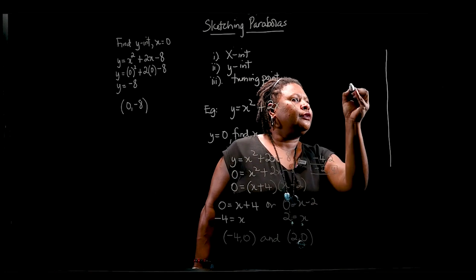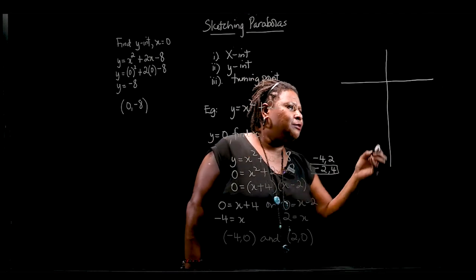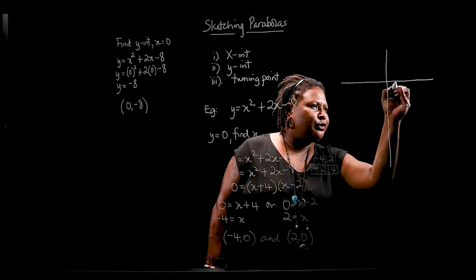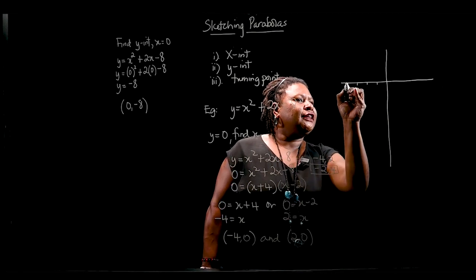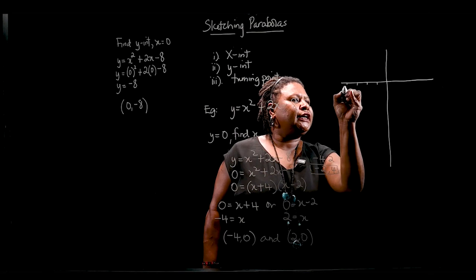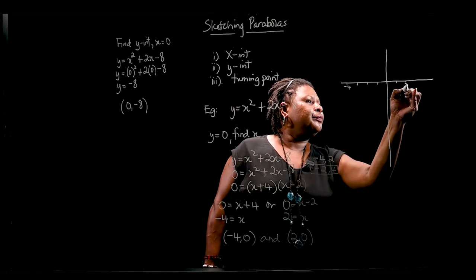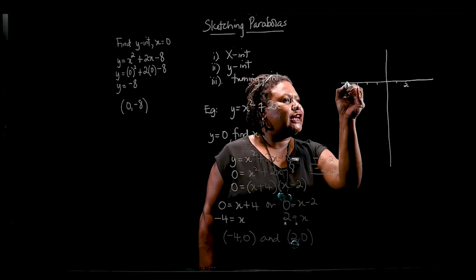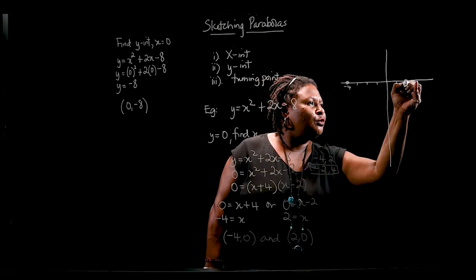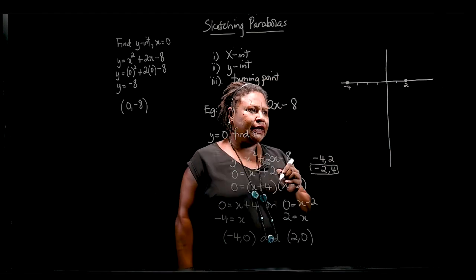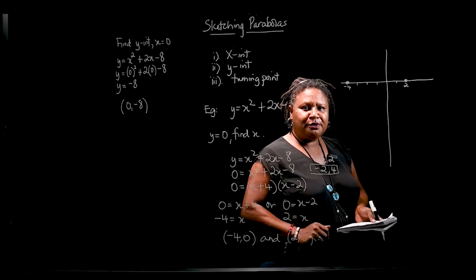Okay. Now let's see. This is a sketch, so sometimes it does not really need to be so accurate. All right? So we have negative 4, which is here. Okay, negative 4. And we have positive 2. Okay, so our first x-intercept will be at this point, and the second one will be at this point. Okay, when y is equal to 0.